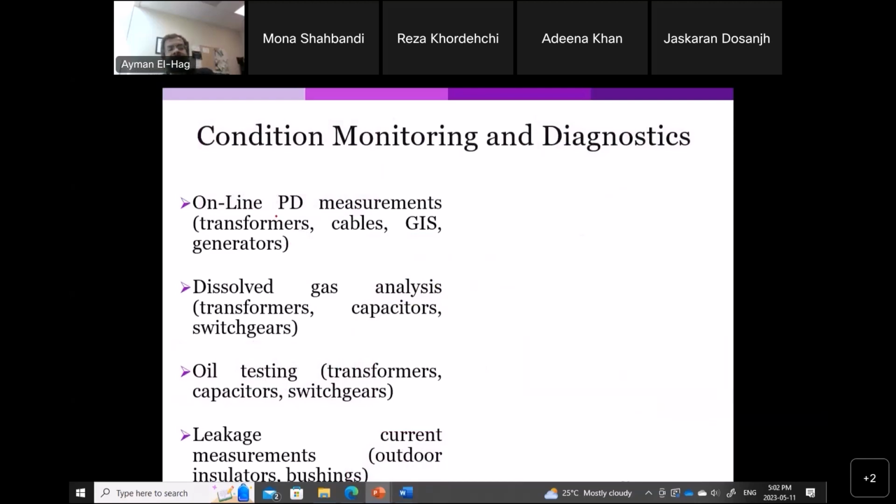Online partial discharge monitoring for transformers, cables, GIS, generators. While the system or the asset is energized, you go and try to detect if there is any partial discharge. Dissolved gas analysis: when the oil of the transformer ages with time, certain gases dissolve in the transformer oil. You want to analyze them because they are indicative of different types of faults that happened in the transformer.